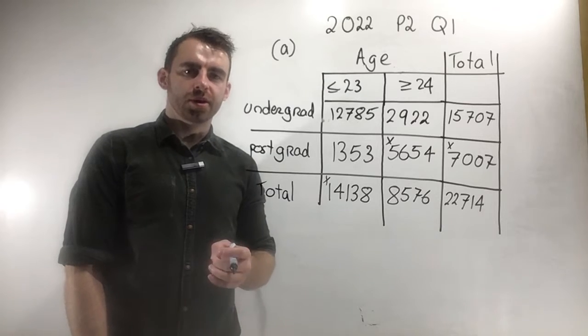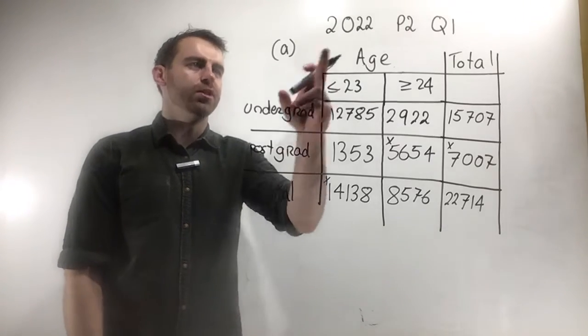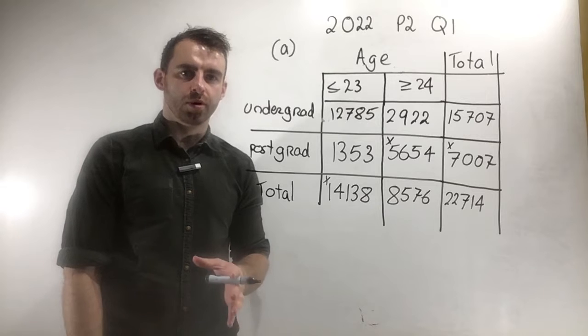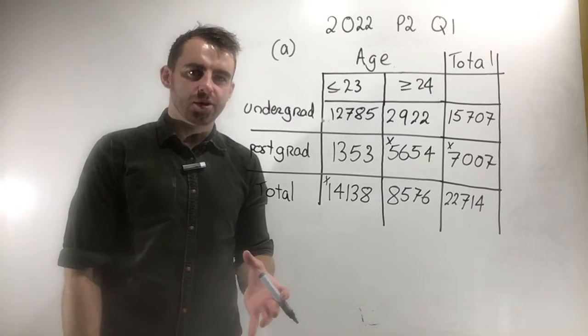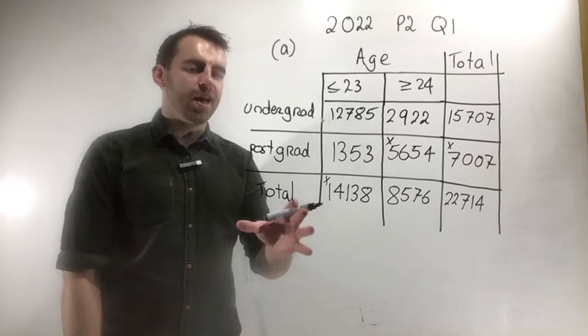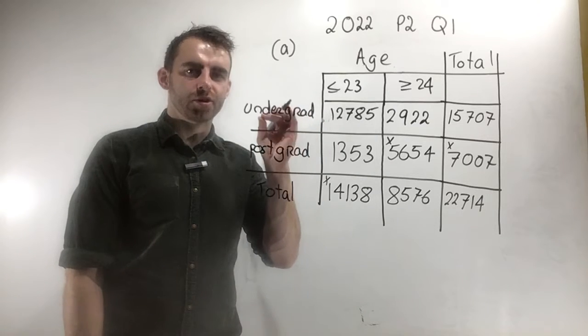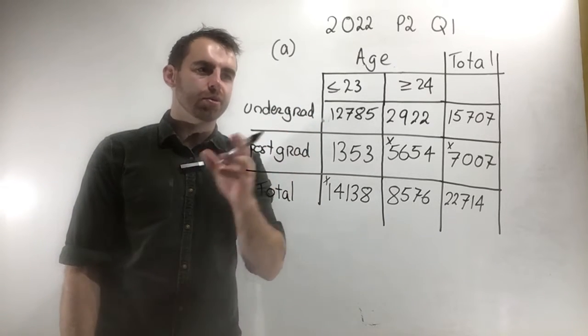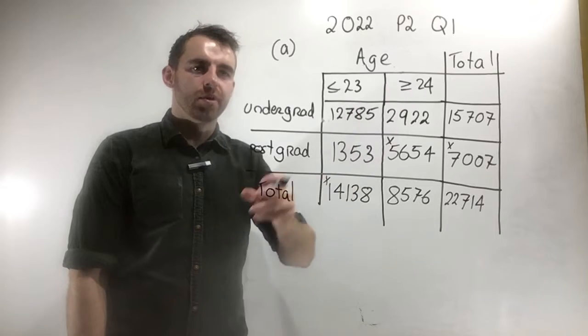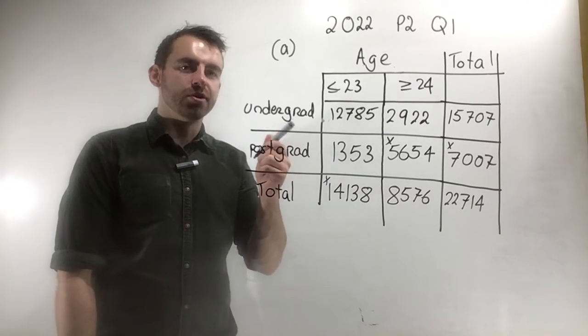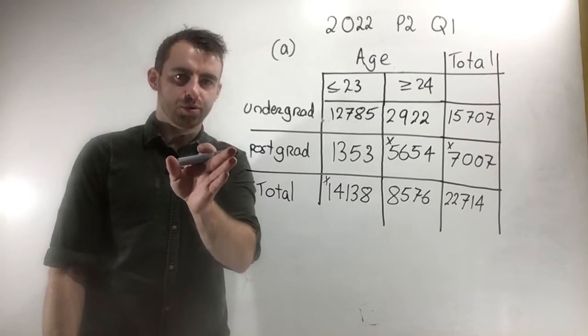In this video, I'm going to talk to you about probability. It's 2022 paper 2 question 1. The first part of this question is quite straightforward. It simply gives you a table and it discusses whether students in a university are less than or equal to 23 years old or greater than or equal to 24 years old, and which of those are undergrads or postgrads.